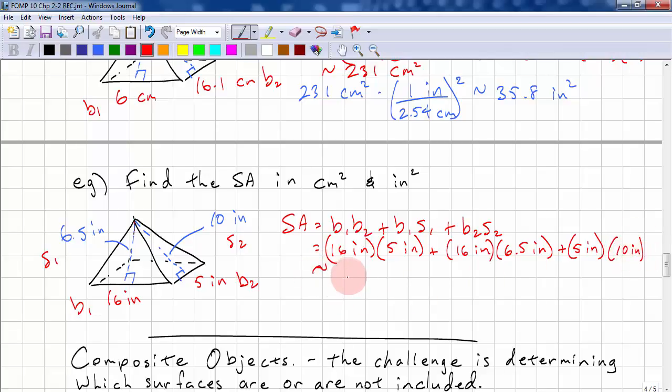And this will give us approximately 234 square inches. We take our 234 square inches. We need to multiply this by 2.54 centimeters over 1 inch, squared. And this gives us approximately 1,510 square centimeters.